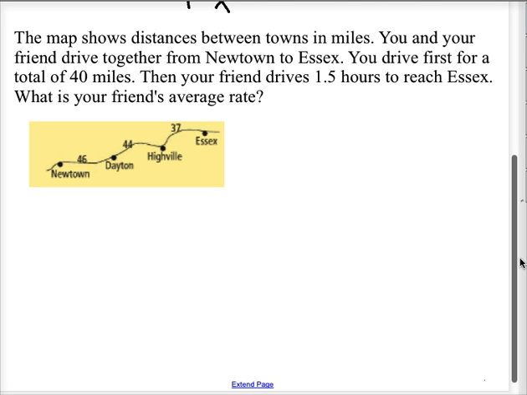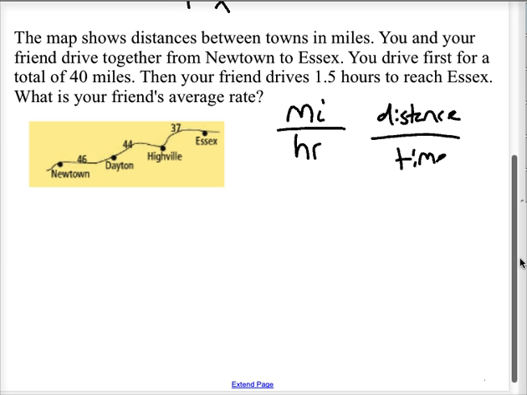All right, so thinking of average rate, how do we determine rate? Well, rate we usually think of as miles per hour. So we're going to be talking about the distance divided by the time. There's my little mental map of where I need to get to. I need to know the friend's distance they drove divided by the time that they drove. That will give me their average rate.